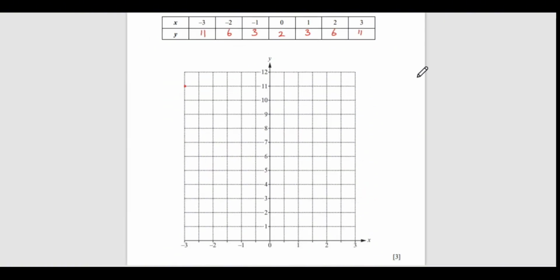Okay, so the next one is 2, 2 and 6. 2 and 6 is here. The next one is minus 1 and 3 is here. The next one is 0, 0 and 2 is here. The next one is 1, 1 and 3. So the graph is symmetric. 2 and 6 and 3 and 11. Okay, so all we need to do is to carefully plot our curve.